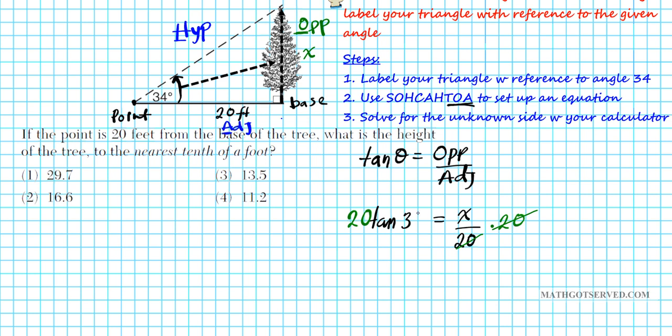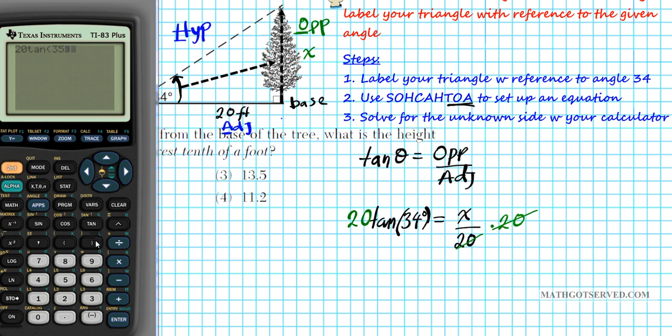Okay, so what is the measure of our angle? Is it radians or degrees? It is in degrees. So we have to go to mode and ensure that our angle is in the right unit, or else it will give us the wrong answer. So make sure degree is selected or highlighted depending on what calculator you're using. So I selected degree, so 20 tan 34. Enter. Our answer is 13.49 to the nearest tenth of a foot.